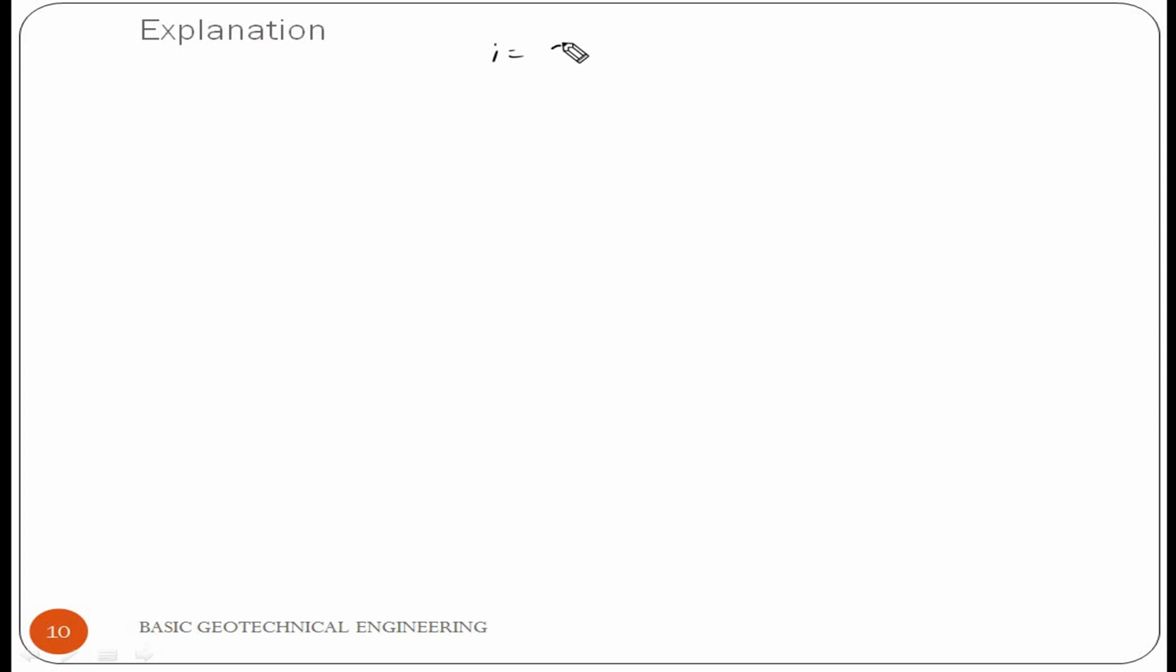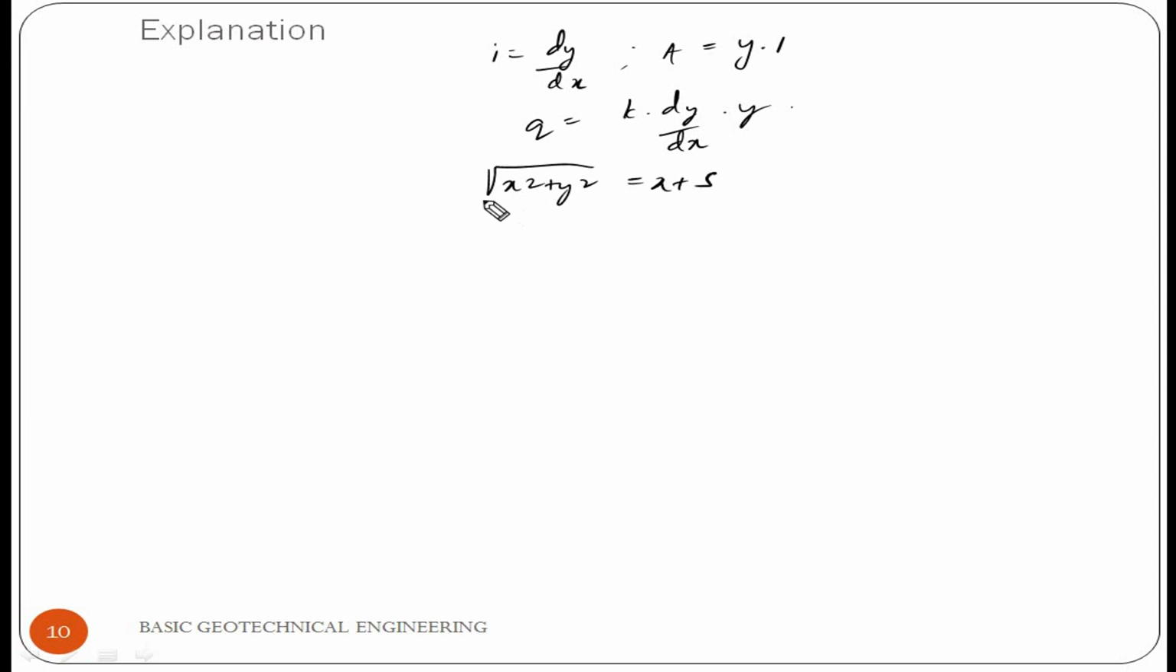I is equal to dy by dx, and A is equal to y into 1, saturated depth into length. So q is equal to K into dy by dx into y. So the equation of the parabola, square root of x square plus y square is equal to x plus s, is also equal to x square plus y square is equal to x plus s whole square.